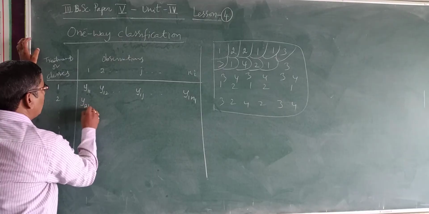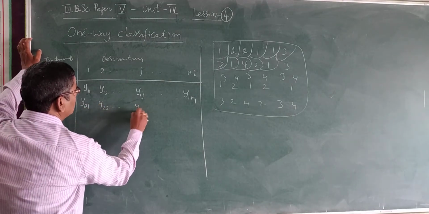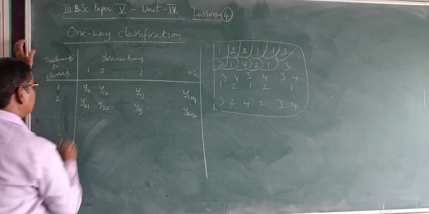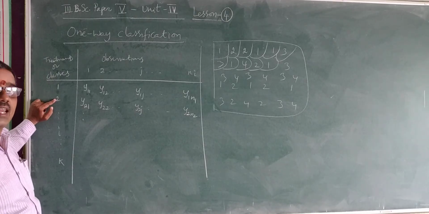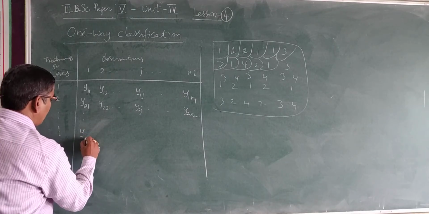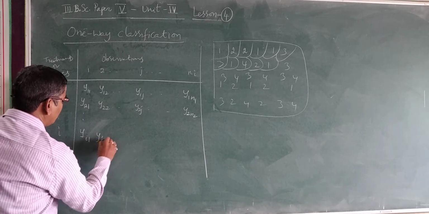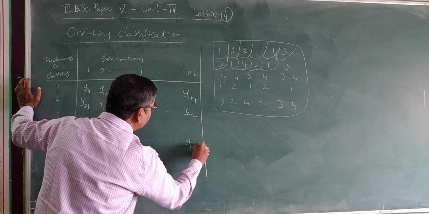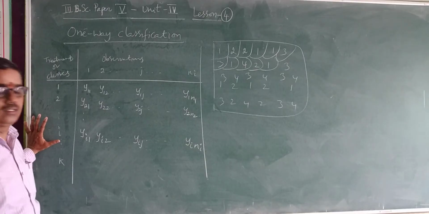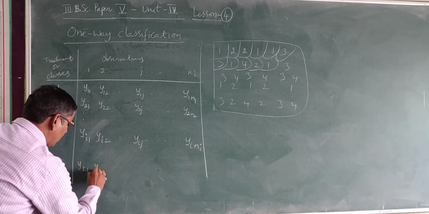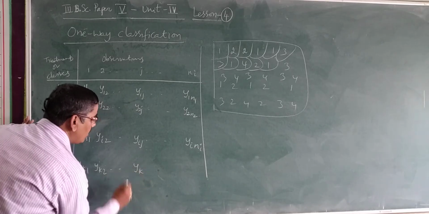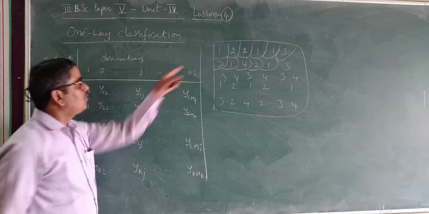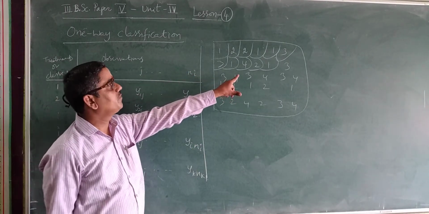Now here y21, y22, and so on, y2j, and so on, y2n2. This is i is equal to 2, the second class, and so on: yi1, yi2, and so on, yij, and so on, yini. This is the general one, the ith class. And this is yk1, yk2, and so on, ykj, and so on, yknk. You see, you refer to this one.